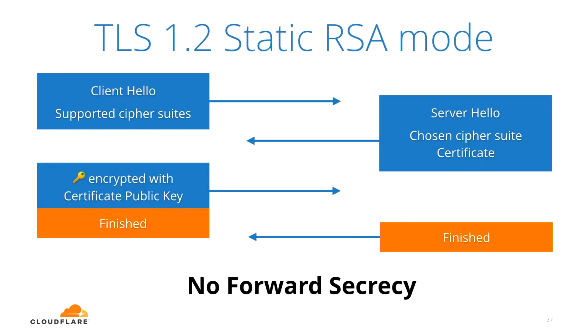And the big one, which happened early on in the process, is static RSA mode. This is the way that TLS has been working since SSL. Rather than using Diffie-Hellman to establish a shared key, how this works is the client will make its own shared key and encrypt it with the server's certificate public key, which is going to be an RSA key, and then send it over the wire to the server. And then the server would use its private key to decrypt that and establish a shared key.